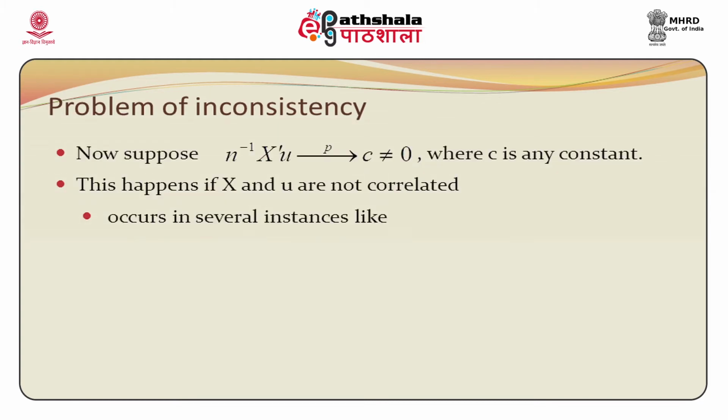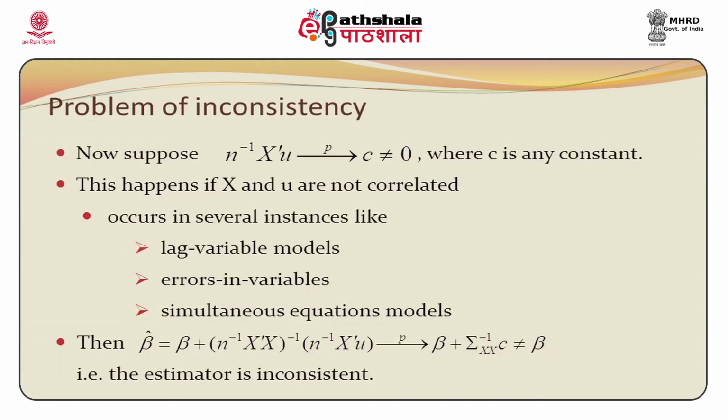The problem is, if x and u are correlated, then 1 by n x prime u will not be going to 0 in probability. It will be going to a constant, whatever its expectation is going to be. And then beta hat will not be tending to beta, but will be tending to beta plus sigma inverse xx into a constant, which is not going to 0, and we will have an inconsistent estimator. So, forget about unbiasedness, even for large samples this is not going to be consistent.